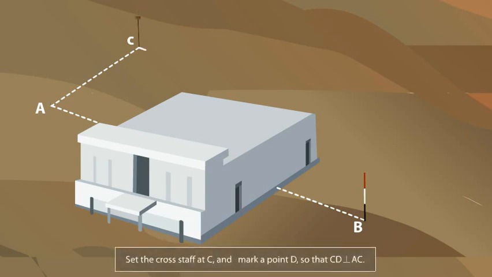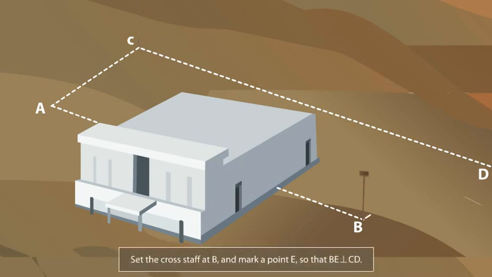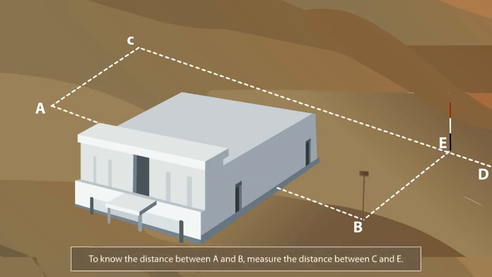After that, set the cross staff at C and mark a point D so that line CD is perpendicular to line AC. Note that you should mark D at a place beyond both the obstacle and point B. Set the cross staff at point B and mark a point E on line CD so that line BE is perpendicular to line CD. Now you can see that AB is equal to CE. So, to know the distance between A and B, just measure the distance between C and E.